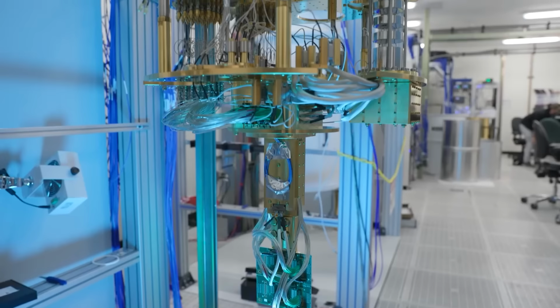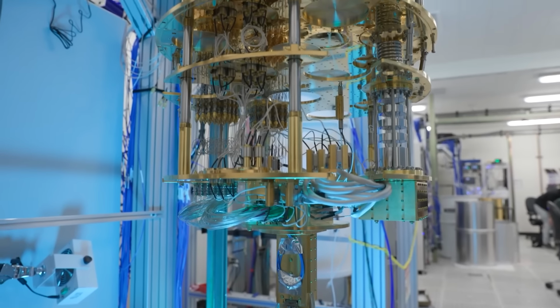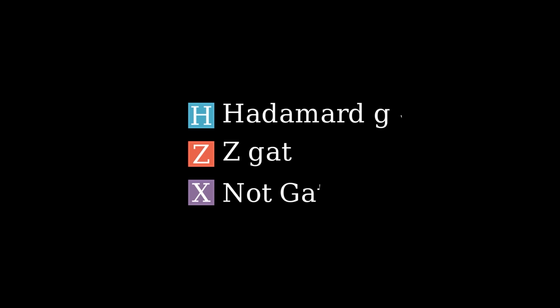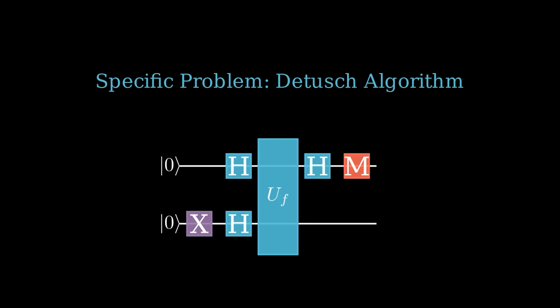Then, we'll shift over to quantum computers. I'll explain quantum mechanics, superposition, and entanglement, using them to build up quantum logic gates. These logic gates are the operations that we actually use to act on qubits. Then lastly, I'll discuss a specific problem for quantum computers.